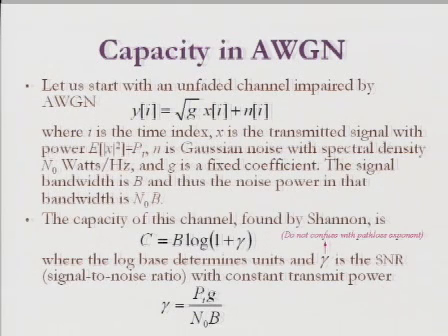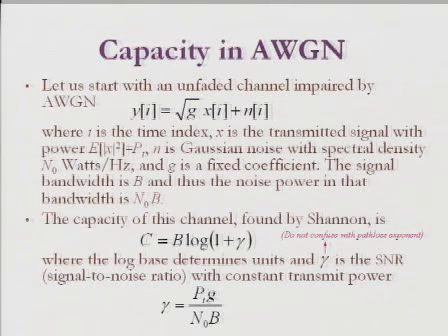And we saw that the capacity of this channel, which was found by Shannon, is equal to B, which is the bandwidth of the signal, times the log of 1 plus gamma, where gamma is the signal-to-noise ratio, which is the ratio between the signal power and the noise power at the receiver. So we have P sub T, the transmit signal power. So P sub T times G is the receive signal power.